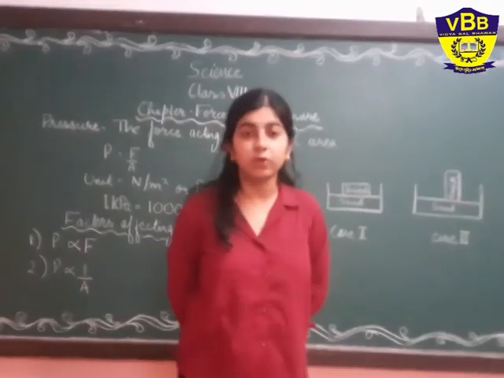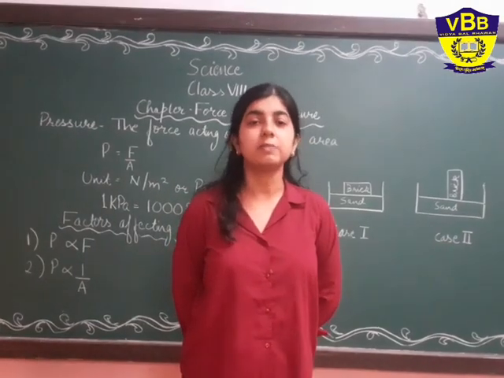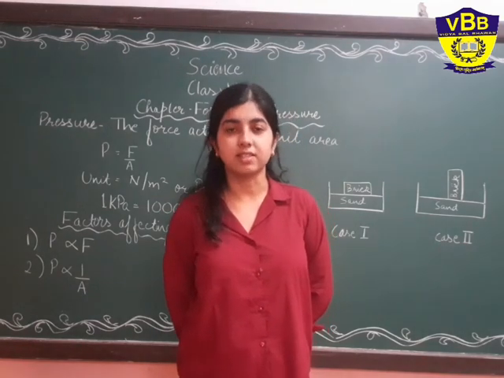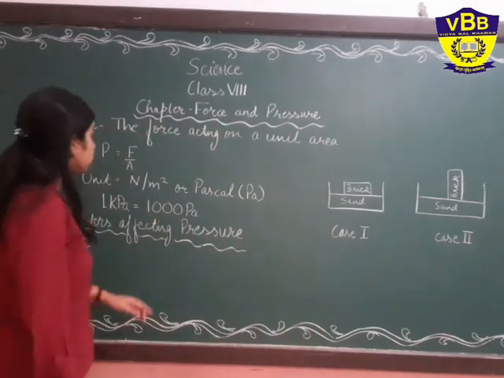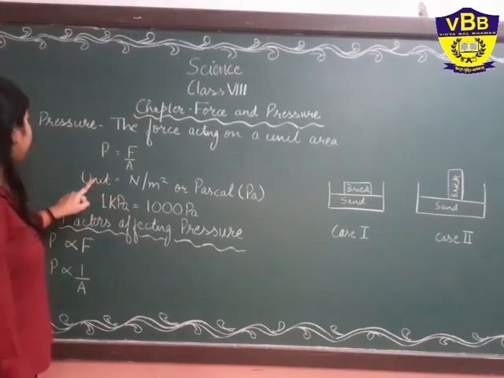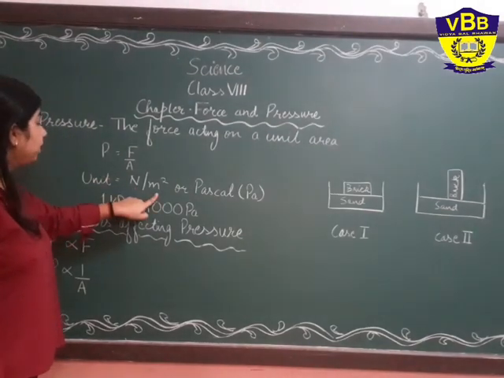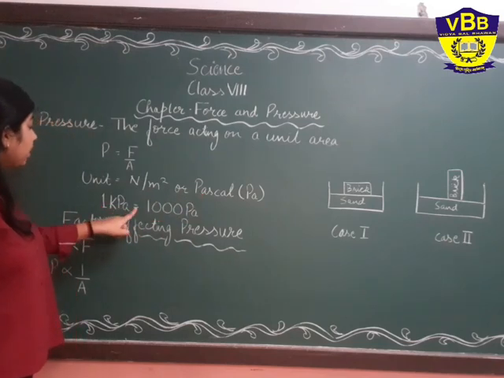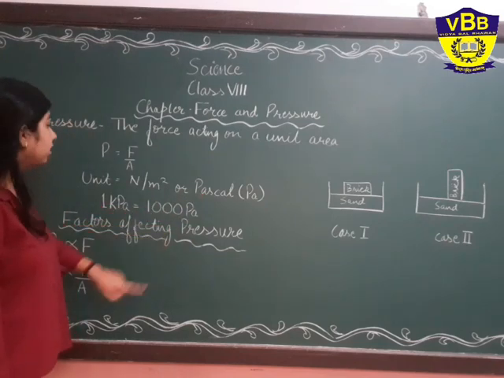And there is one more unit of pressure, that is Pascal. We have taken this unit from the name of a physicist Blaise Pascal. So we have two units for the pressure. One is Newton per meter square and other one is Pascal. 1 kilopascal is equal to 1000 Pascal.